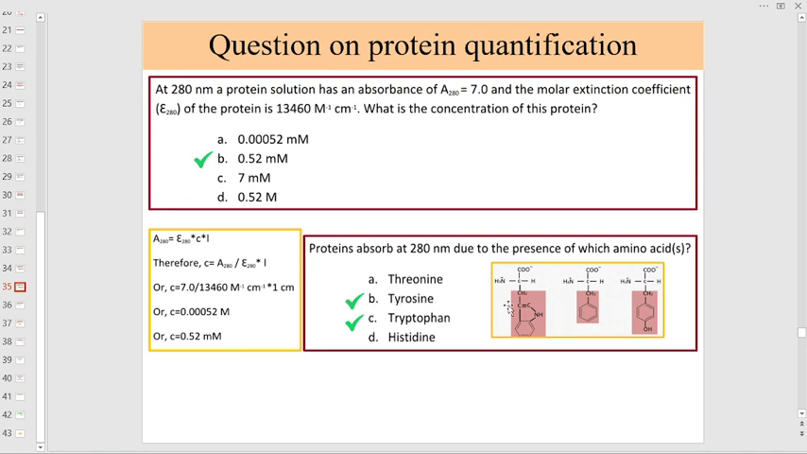Around 270 nanometers. Now see, these are the different structures of tryptophan, tyrosine and phenylalanine. All of these have conjugated double bond structures. They have aromatic rings, because of which they absorb light in the UV spectrum. Regarding this, here is Beer-Lambert's law: A equals epsilon times C times L, where C is the concentration. So concentration is equal to 7 divided by 13460, and if you do the calculation, you get 0.00052 molar, which is equal to 0.52 millimolar.